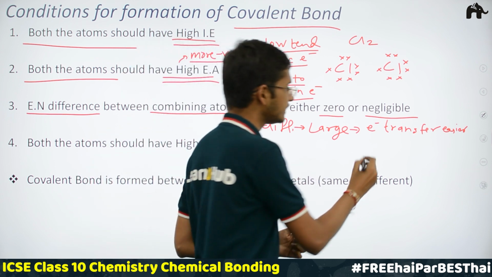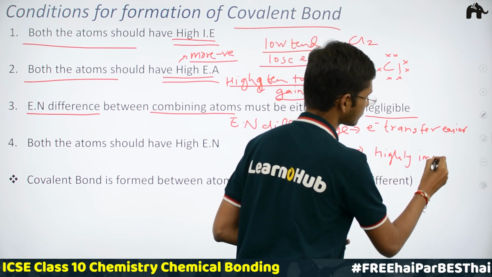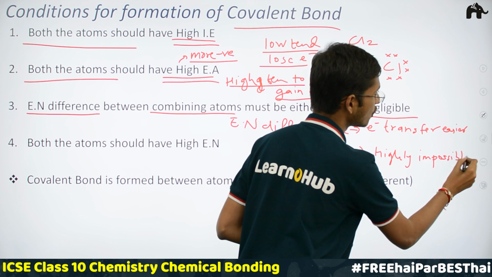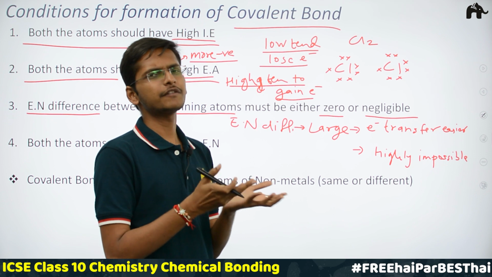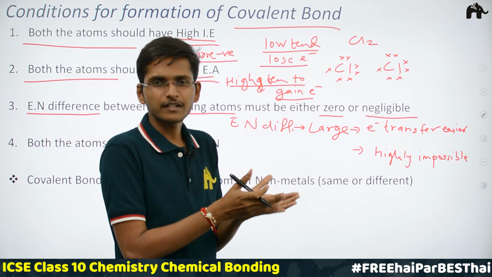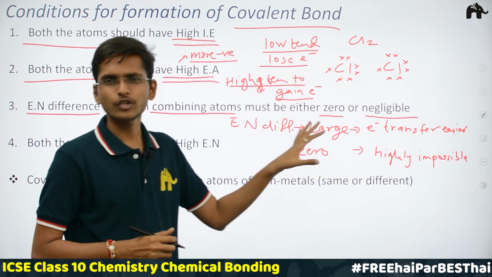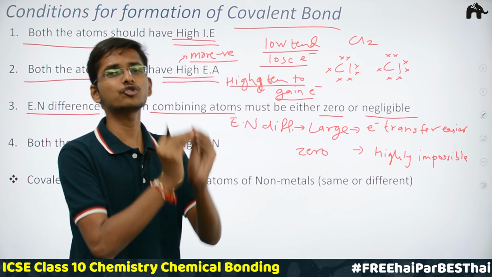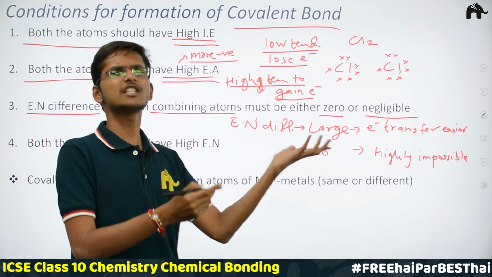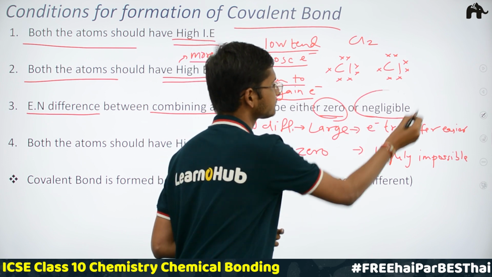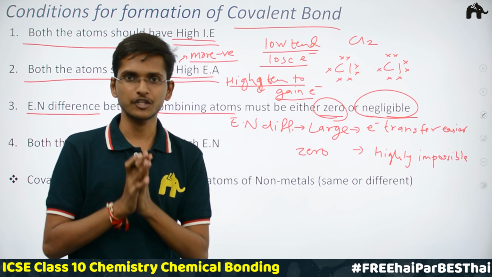So if it is highly impossible, or highly not feasible, then this means that the electronegativity difference should be like 0. There should not be any electronegativity difference at all. Or if there is an electronegativity difference, it should be very close to 0. If it is very close to 0, then we can ignore it, and such values are called negligible values. So that's why the electronegativity difference should be 0 or negligible. Now you would have understood this.